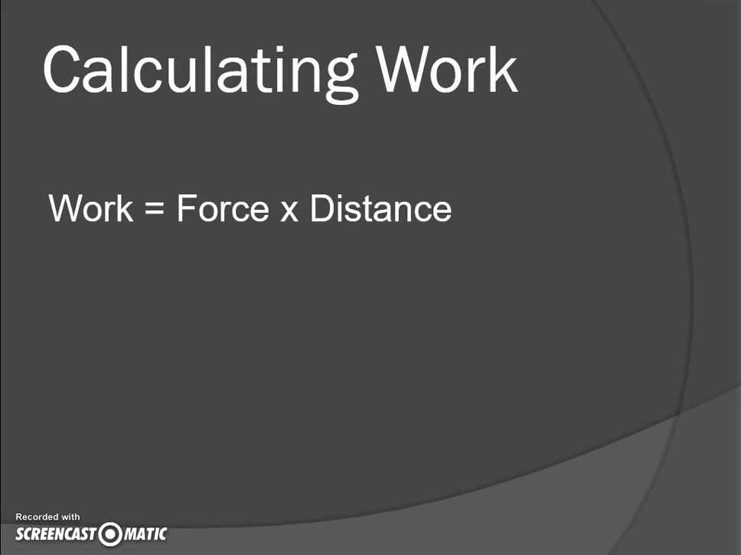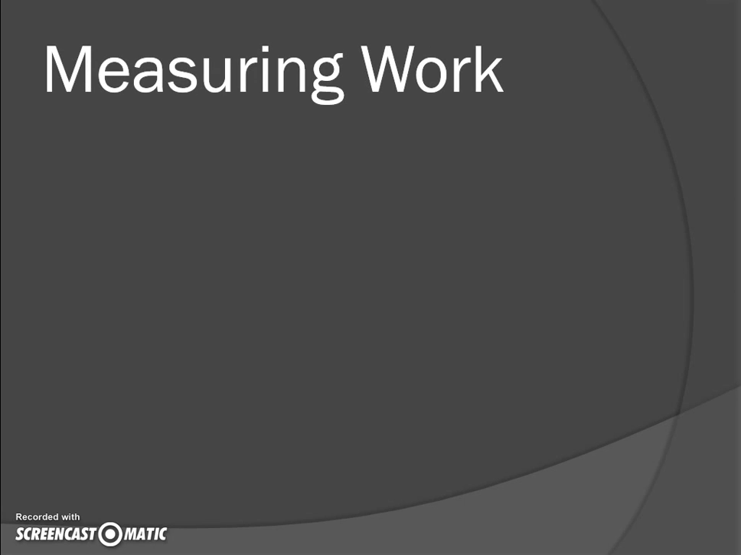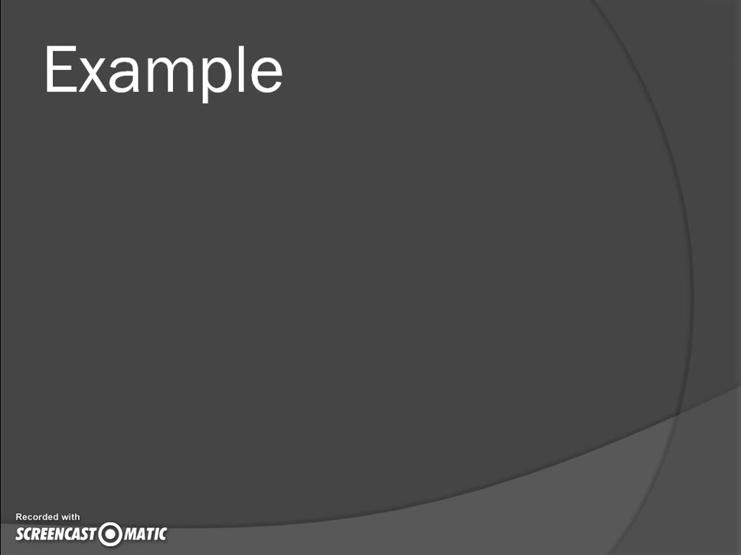You can calculate work with the following formula. Work equals force multiplied by the distance. So W equals FD. And we're going to measure work by using the unit joule, and we're going to represent that with a capital J, when we look at our examples.